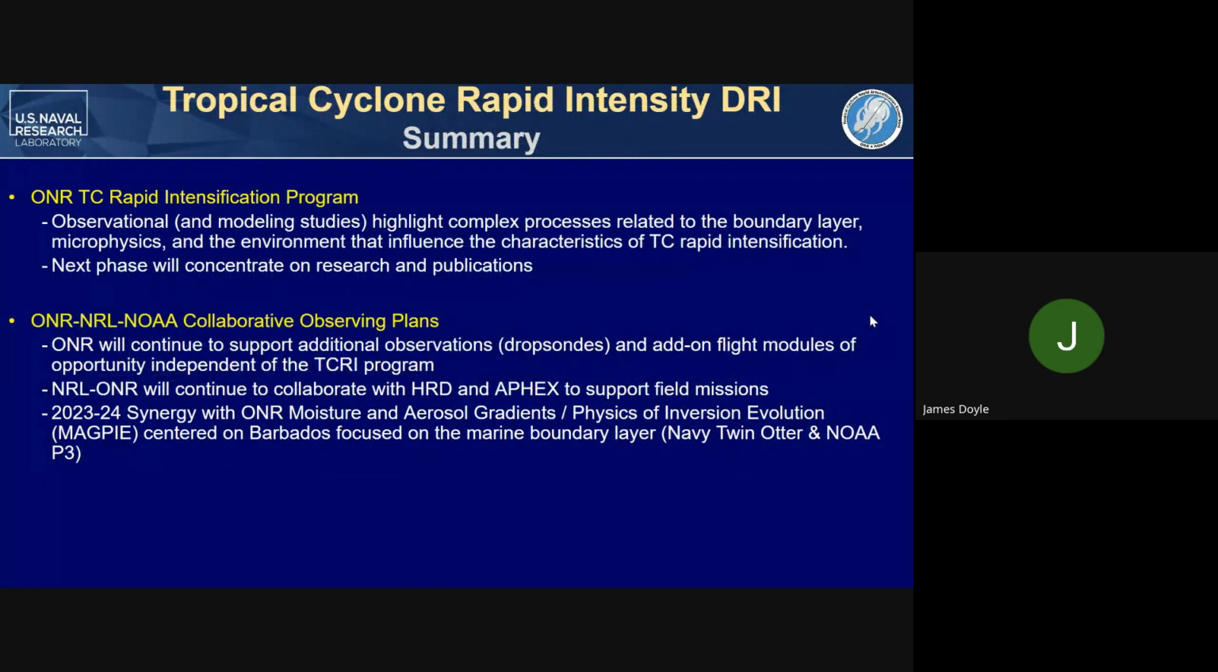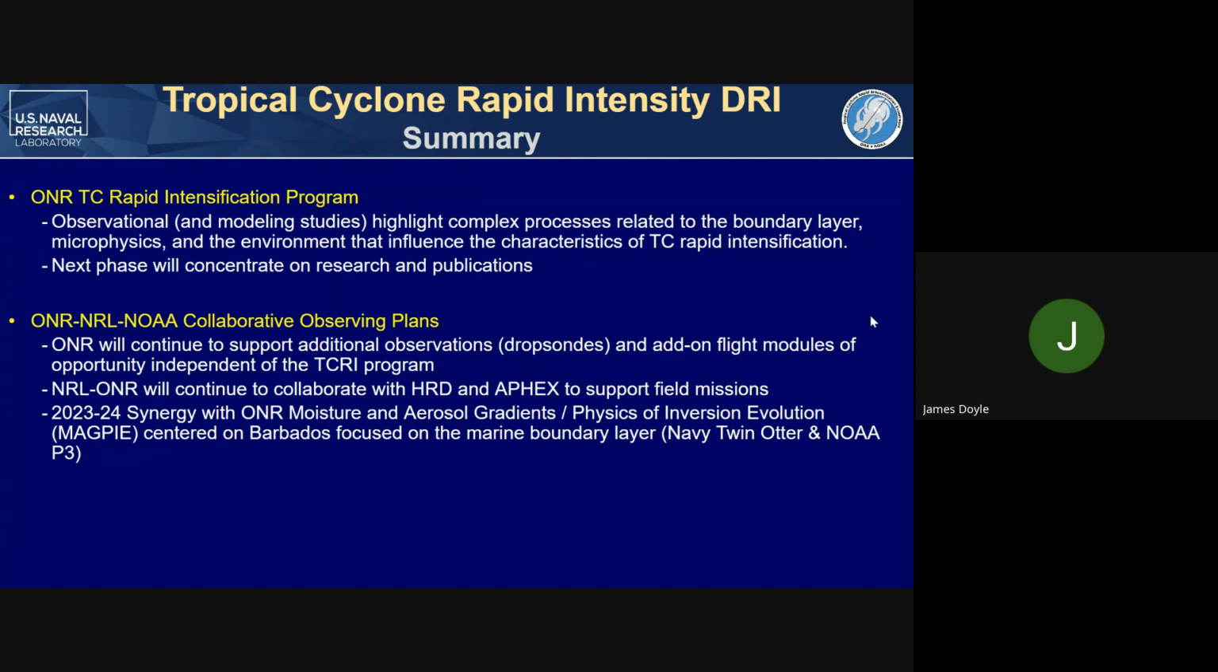So just summarizing the ONR TCRI program, I think the observational and modeling studies, which I haven't really talked about, highlight really the complex processes related to boundary layer microphysics in the environment, including the tilt that is becoming very apparent as an important precursor to rapid intensification.